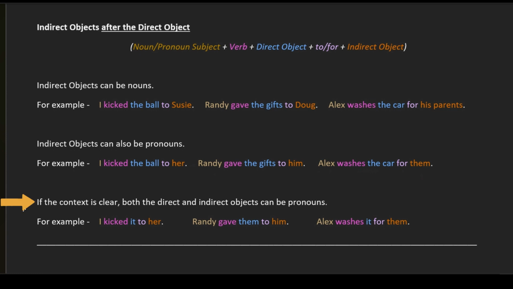And if it's clear what we're talking about, both the direct and indirect objects can be pronouns. So, for example, we could say, I kicked it to her. Or Randy gave them to him. Or Alex washes it for them.